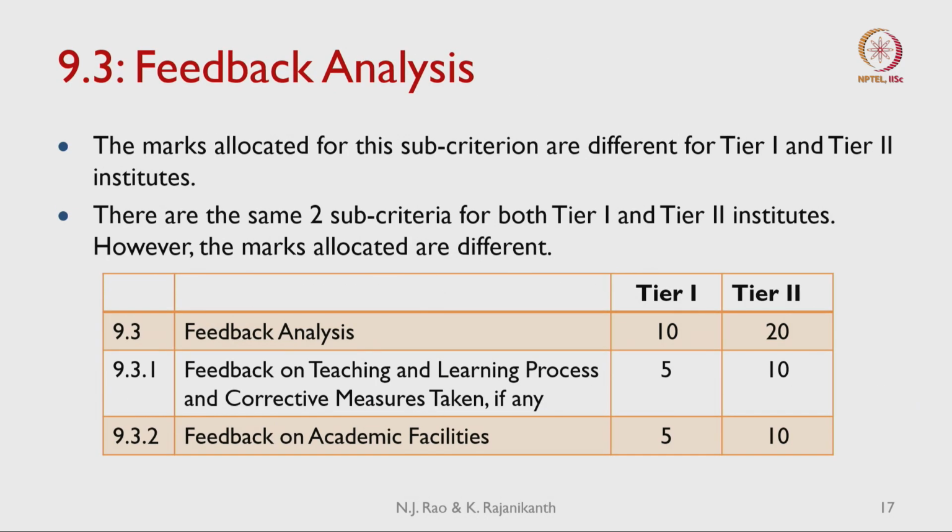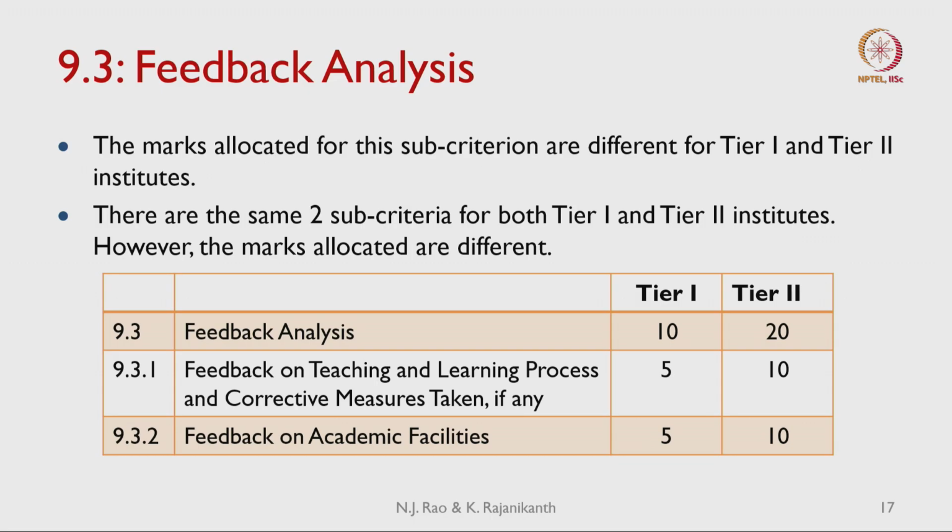Then we have the feedback analysis, sub-criterion 9.3. Marks allocated for this sub-criterion are different for tier 1 and tier 2 institutes. There are the same 2 sub-criteria for both tier 1 and tier 2 institutes. However, the marks allocated are different. So, feedback analysis has 2 sub-criteria: 9.3.1, feedback on teaching and learning process and corrective measures taken if any; and 9.3.2, feedback on academic facilities.